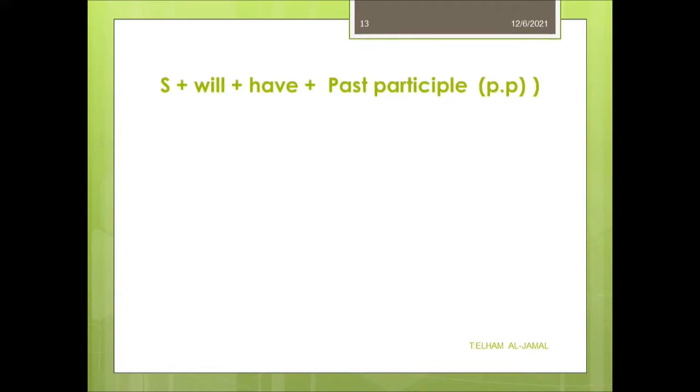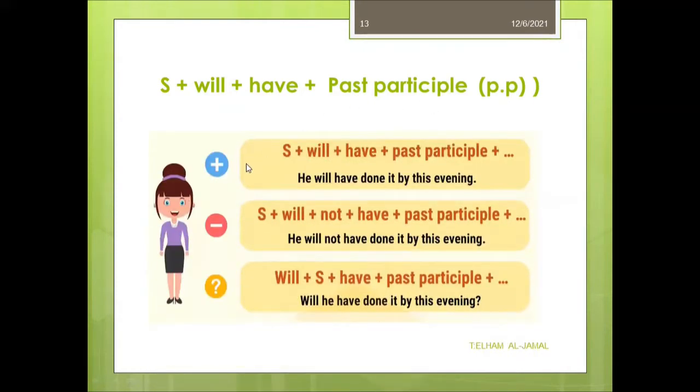Now, the structure of this tense contains subject, will, have, and the past participle or verb 3. As usual, any tense has 3 forms: affirmative, negative, and question. The affirmative sentence contains subject, will, have, and the past participle or verb 3. An example: he will have done it before this evening. Now pay attention to the keyword here, by.